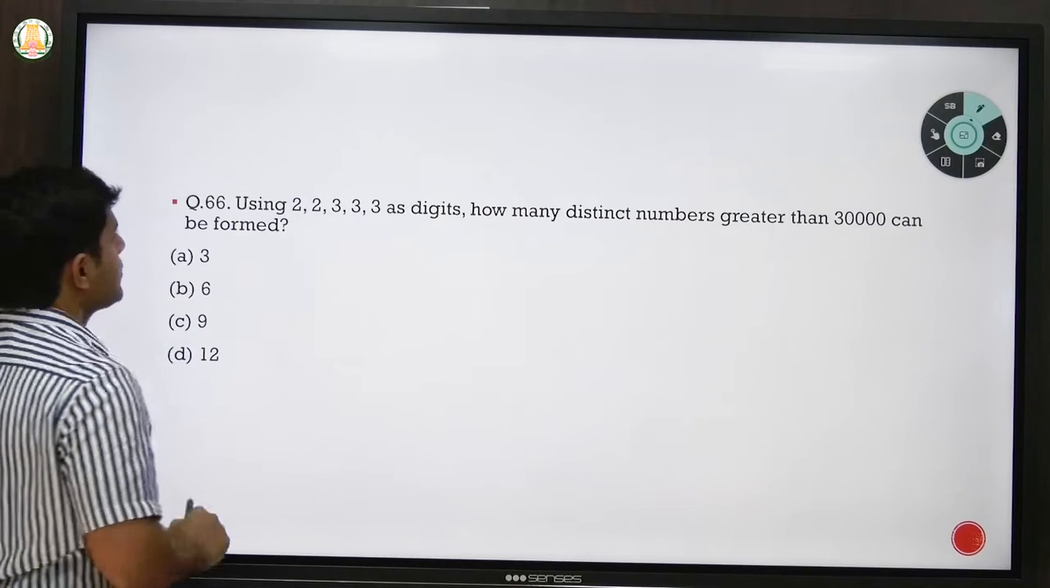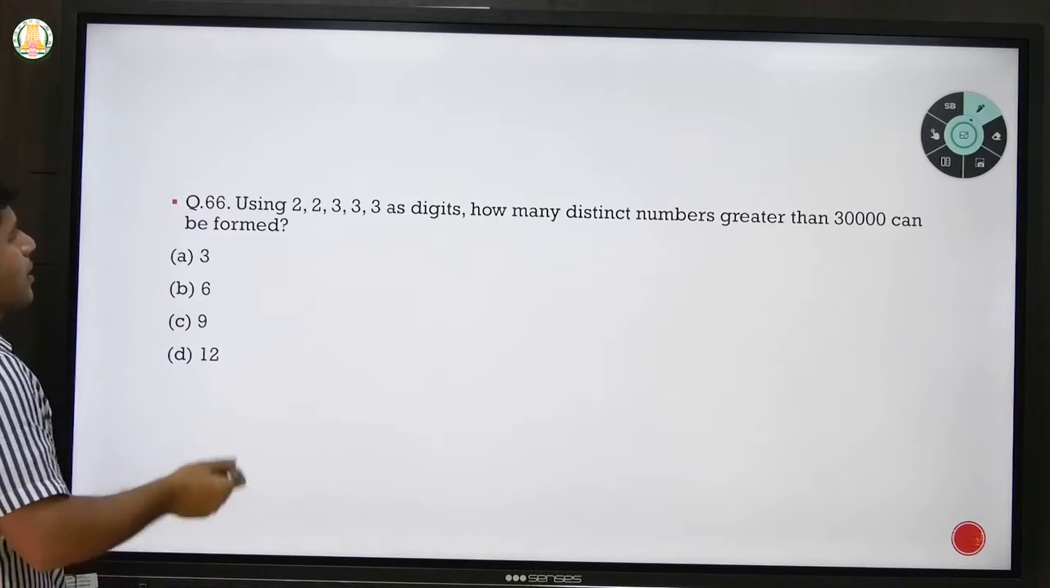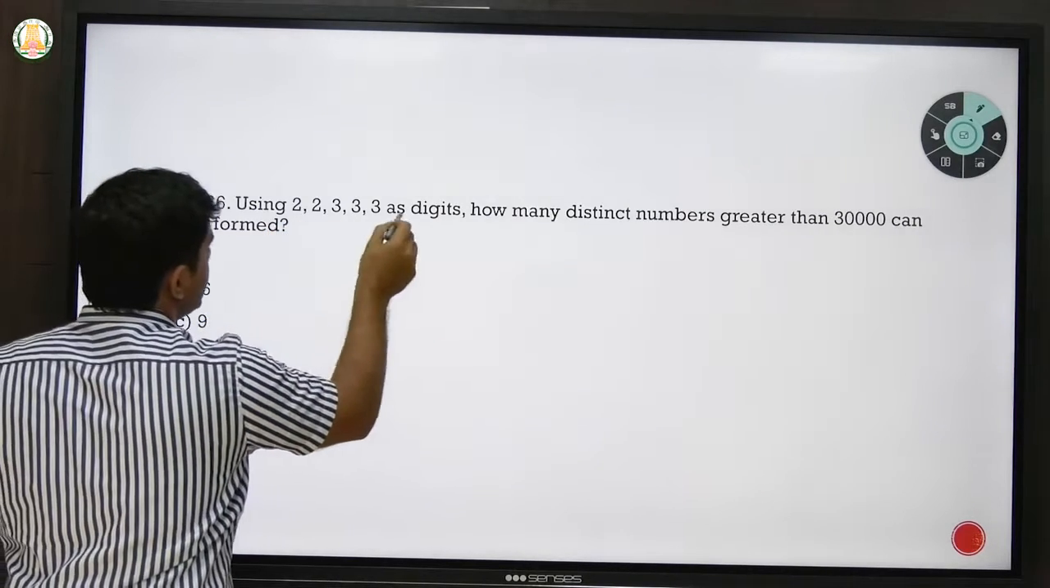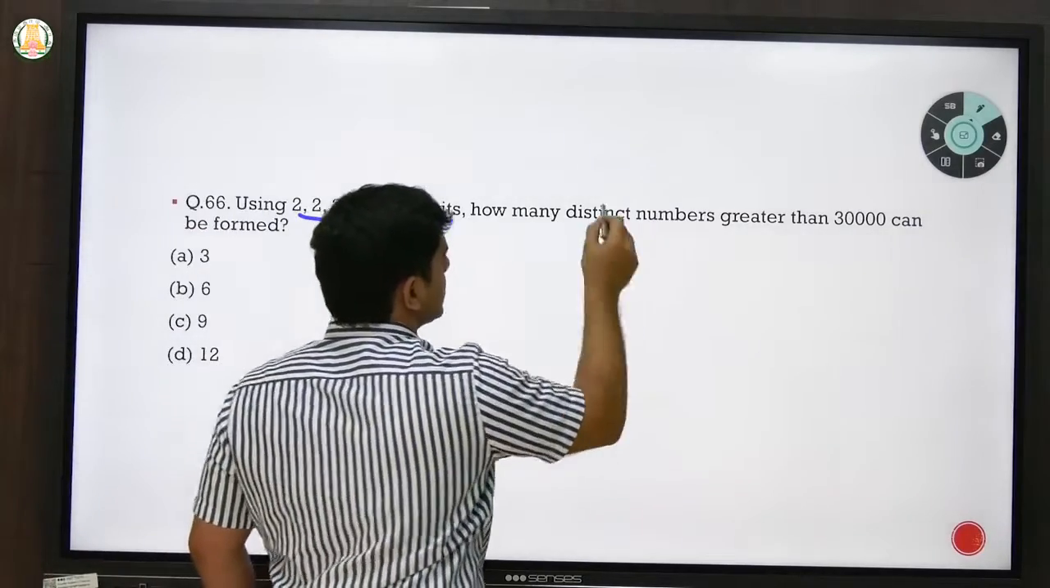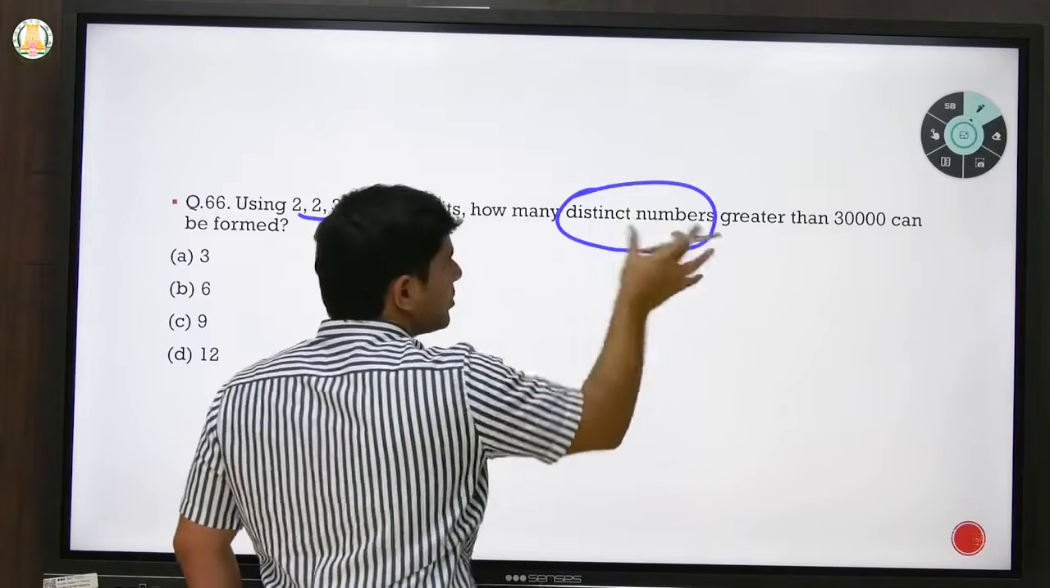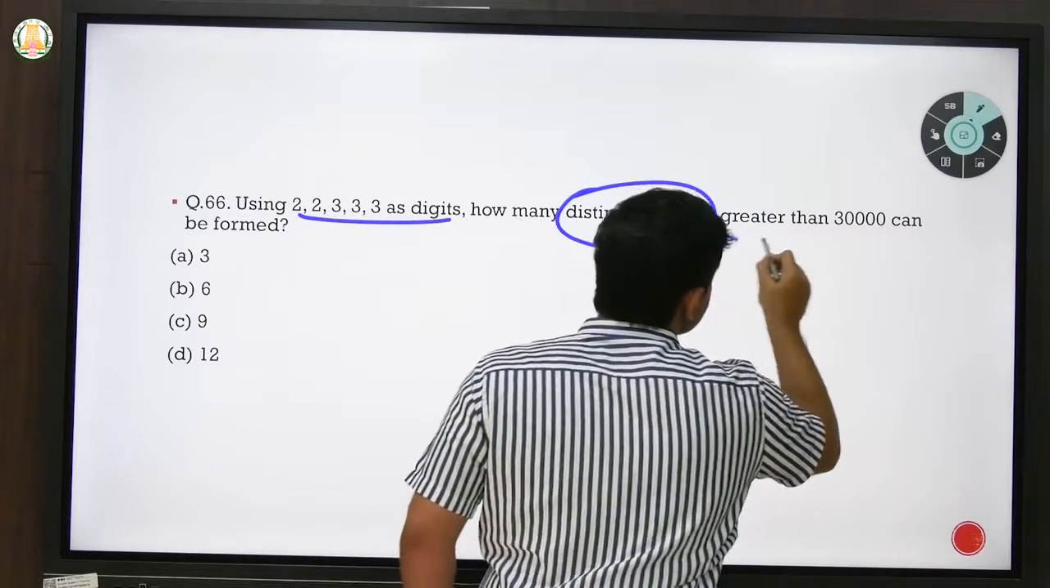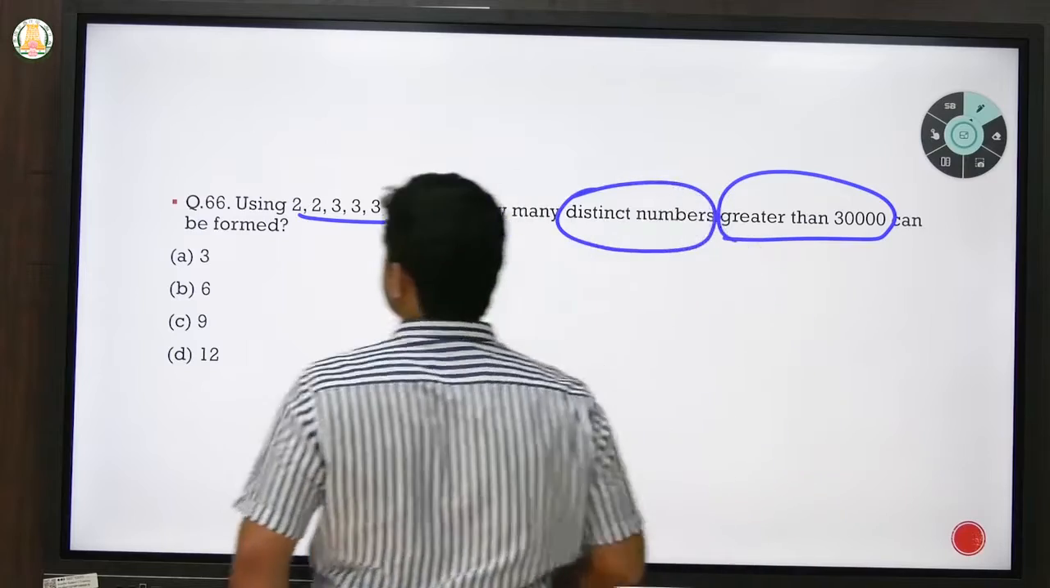Okay. So what does this say? 2, 2, 3, 3, 3 as digits. Using them, how many distinct numbers greater than 30,000 can be formed?